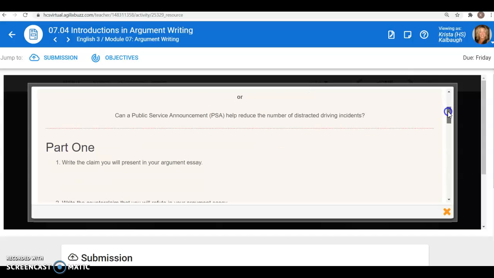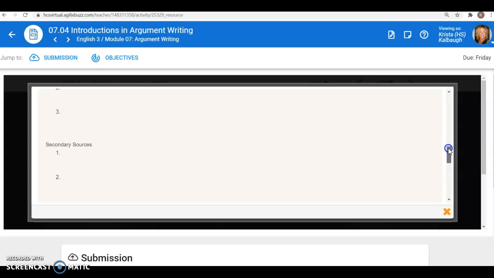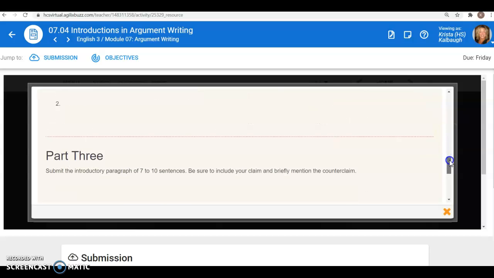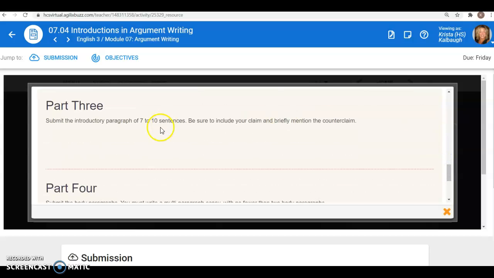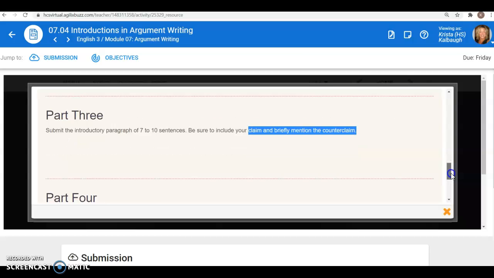Okay. So when you get to 7.04, you should already have part one and part two finished. And again, make sure you do part two because that's the research that you're going to use for your essay. So you need to have good research. So here's what you're doing. Introductory paragraph, 7 to 10 sentences. Have your claim and counterclaim come at the end of your introduction paragraph because that prepares the reader for what they are about to see or read once you get to the body paragraphs.